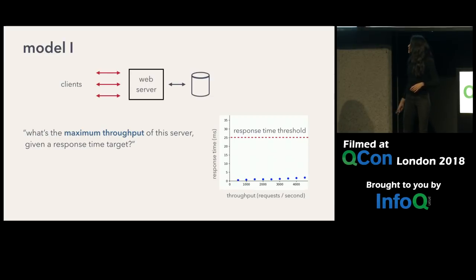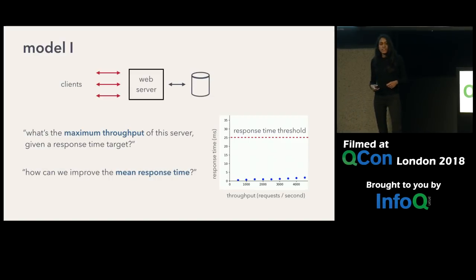So in this graph, for example, at 4,000, 4,500 requests per second, our response time is still nice and low, below the threshold. Our question is, can we serve 5,000 requests per second? What about 7,000? What about 10,000? And the second question we might care about in such a system is, how can we improve our mean response time to give our users a better experience? So we're going to use performance modeling.